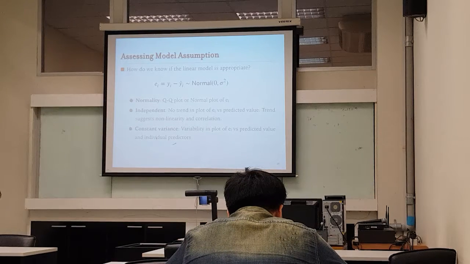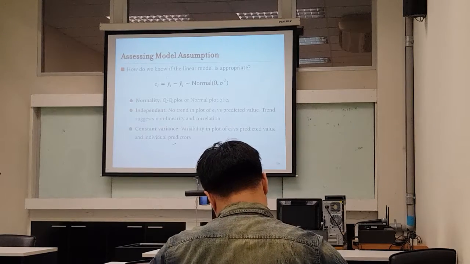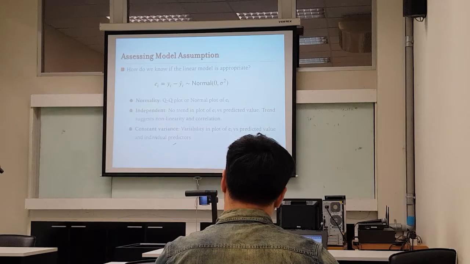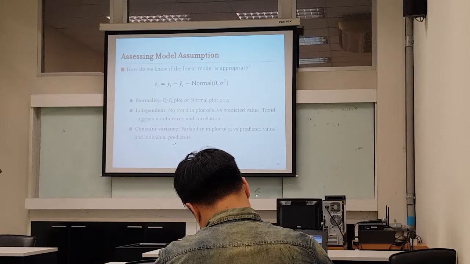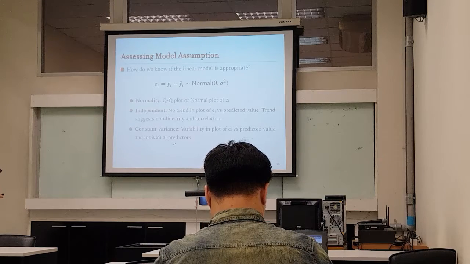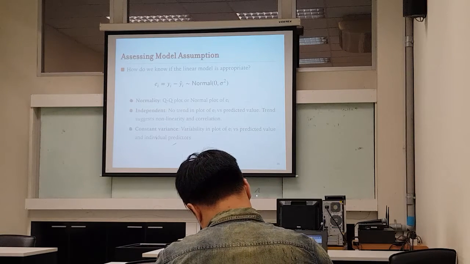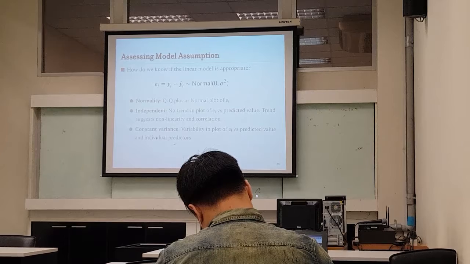Now you have three things to check. First, this error has a normal distribution, the normality assumption. You can use the QQ plot that we discussed in the last two weeks to check if your residual has a normal distribution, or you can use a histogram. If your histogram is symmetric, then you can believe that it is normal.